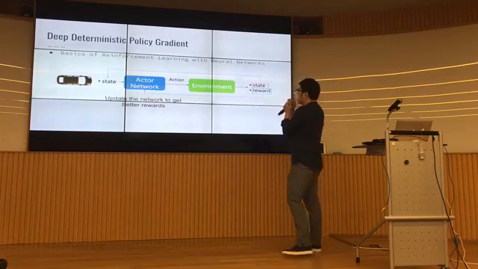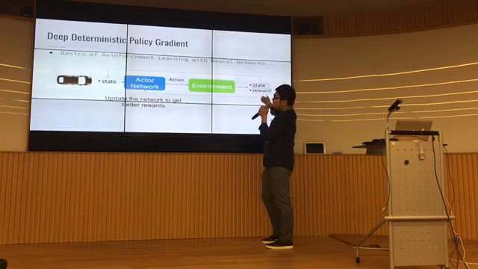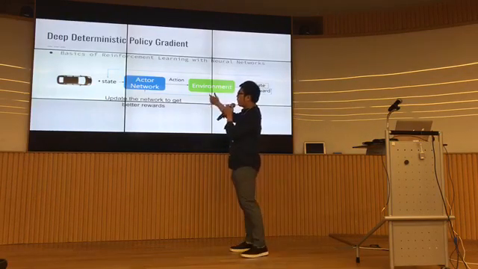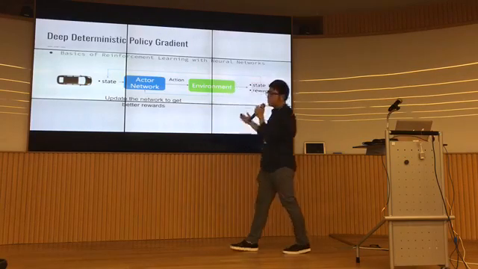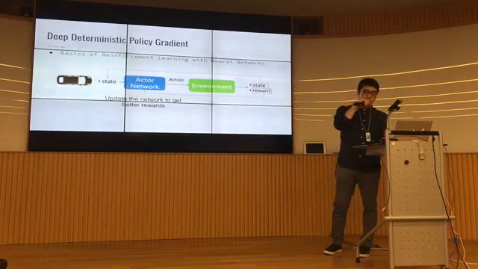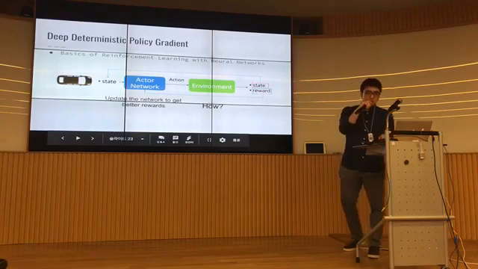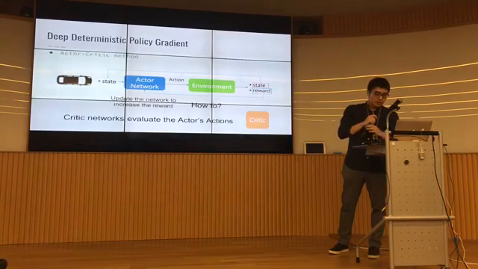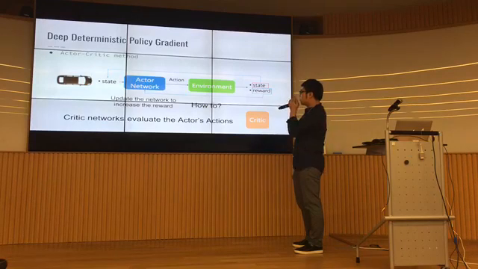Using the reward, we want to update the network to get better rewards. This is the basic concept of reinforcement learning. So the important thing is how. In the actor-critic method, the critic network evaluates the actor's actions.